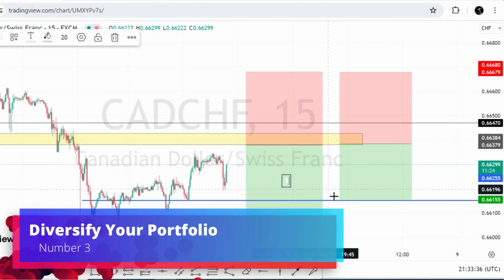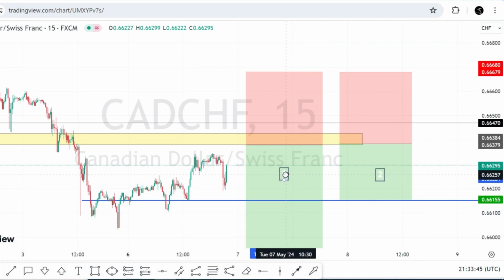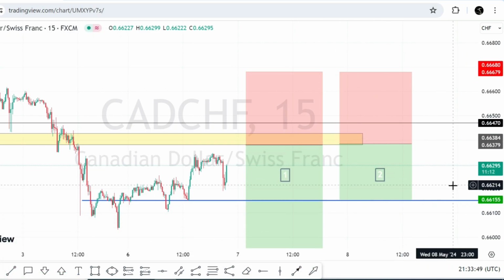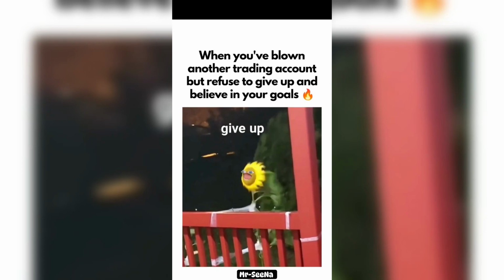Diversification is often touted as the only free lunch in finance. By spreading your investments across various financial instruments, industries, and other categories, you can reduce the risk of a single event impacting your entire portfolio significantly. This strategy can help you achieve more stable returns over time.